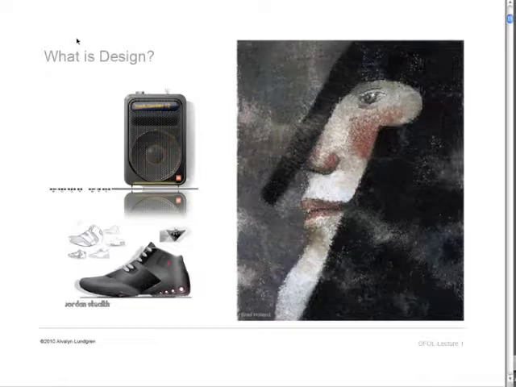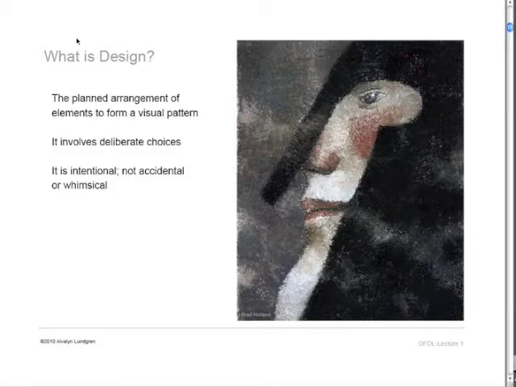So our first question is, what is design? People have a variety of responses to this, and a lot of times that includes things like self-expression, being creative, making things pretty, decoration, things like that. So there's a variety of responses that people generally have to that question. And what we're looking at to bring everybody to the same table is the definition of design as a planned arrangement of elements that form a visual pattern.